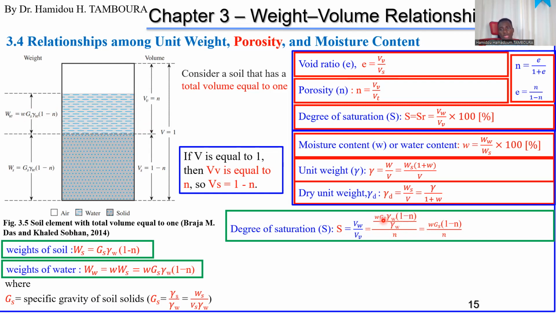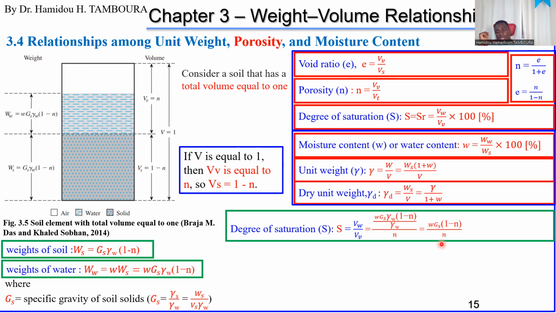Now the volume of void, because we need the volume of void. Volume of void is just N. That's why we have N here. So you will end up with the degree of saturation using this. This relationship is giving you the degree of saturation by using porosity and the specific gravity and water.